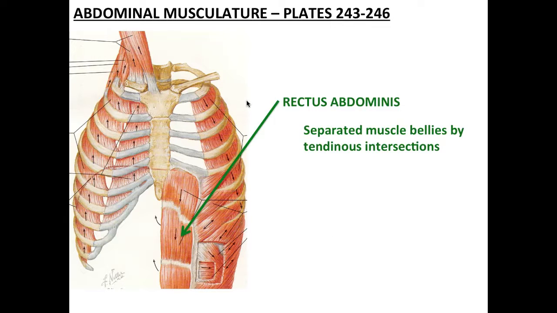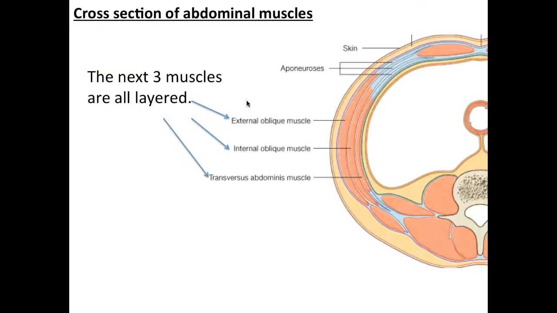So here we have your rectus abdominis, and this is going to be your six-pack muscle. And these muscular bellies are separated by intertendinous intersections. Now, your rectus abdominis muscle is located right here. So this is a cross section of your abdomen.